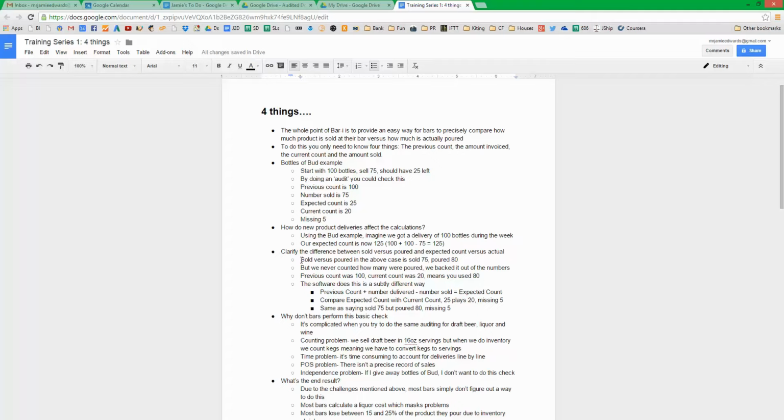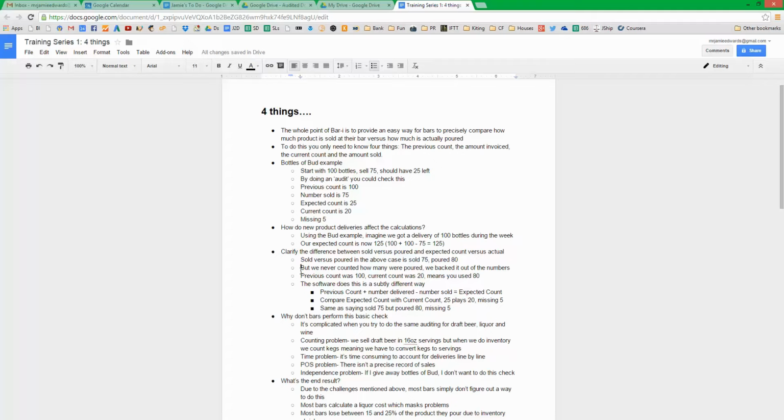So going back to originally what we're trying to do, if we're trying to compare the number sold versus the number poured, in the above case, the number sold is 75 and the number poured is 80, and that's how we concluded that we're missing 5. But we never actually counted how many were poured. What we did was we backed it out from the numbers. So running through that example again, we know that the previous count was 100 and the current count was 20. That means you used 80.